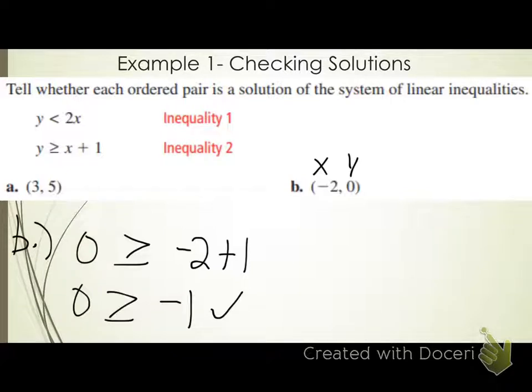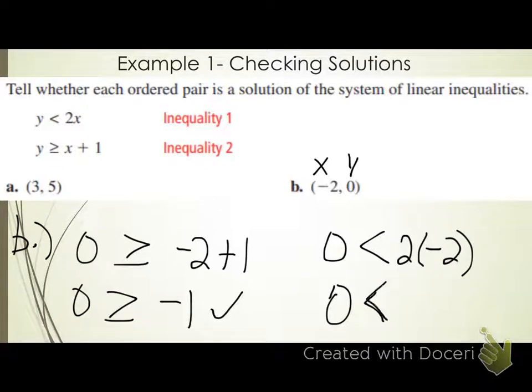What's my Y value? 0. 0 is less than 2 times X. What's X? -2. 0 is less than what's 2 times -2? -4. Is that true or false? False. 0 is not less than -4. So is (-2, 0) a solution? No. It's a solution of one of my inequalities, but not the system as a whole.